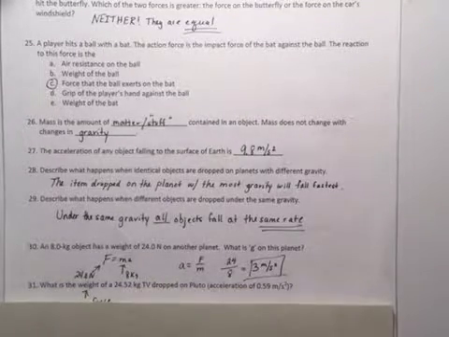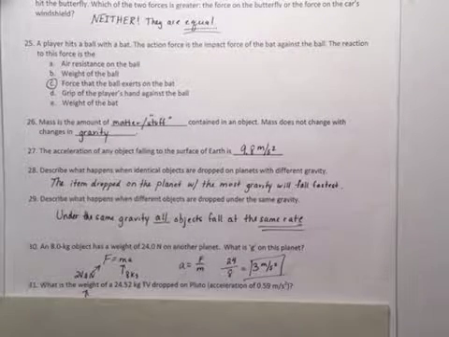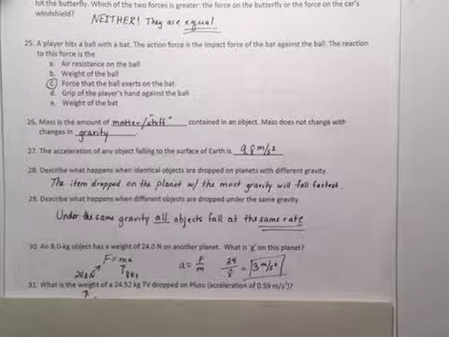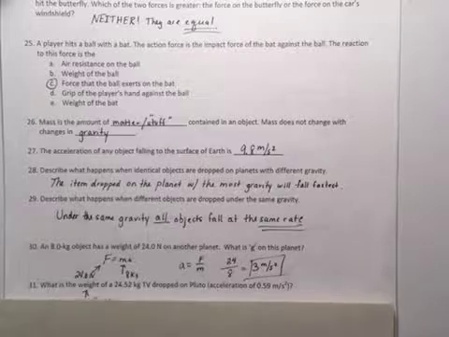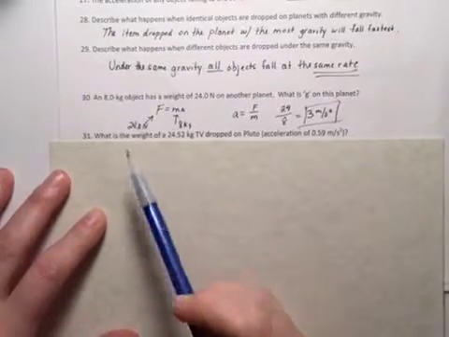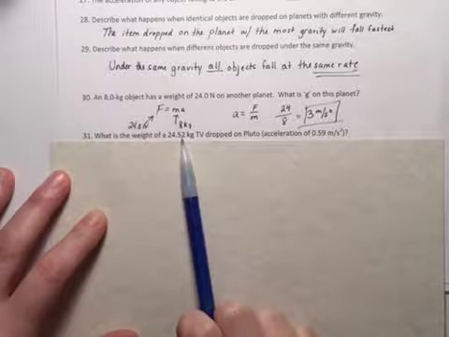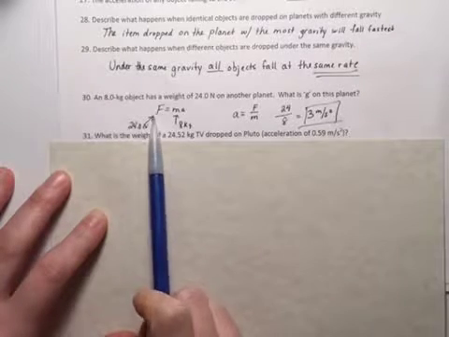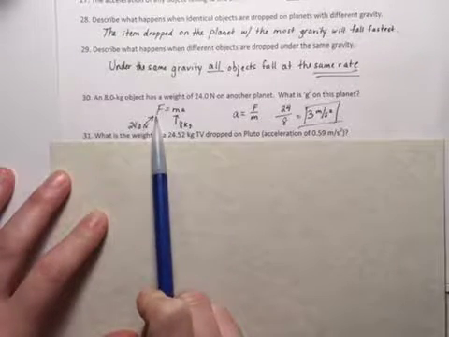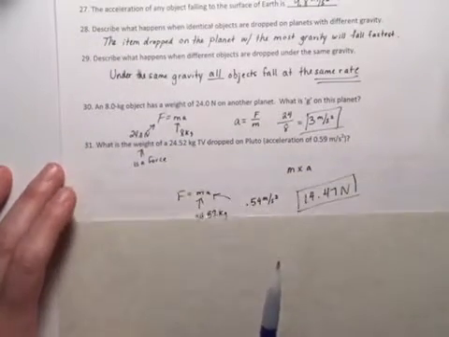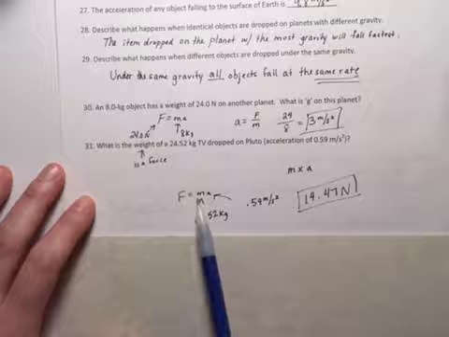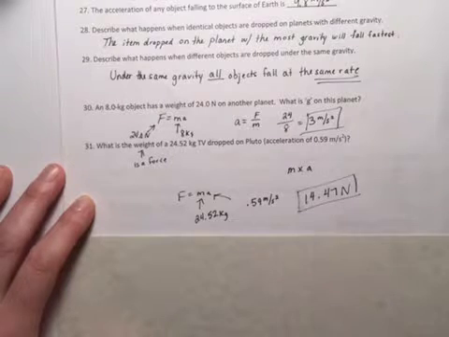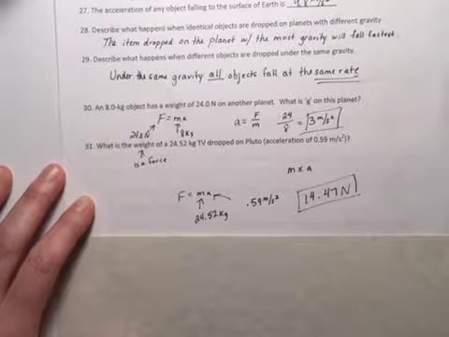So what is the weight of a 24.52 kilogram TV dropped on Pluto? Pluto has an acceleration of 0.59 meters per second squared. Well, we know the mass of the TV and we know the acceleration. And remember that weight is simply a force in newtons. So essentially we're just solving for F. So 24.52 is our mass, 0.59 is our acceleration, multiply the two, and you get your answer, which is in newtons. And weight is in newtons because it's a measure of the amount of gravity on your body.